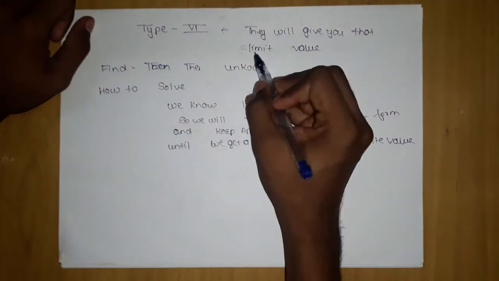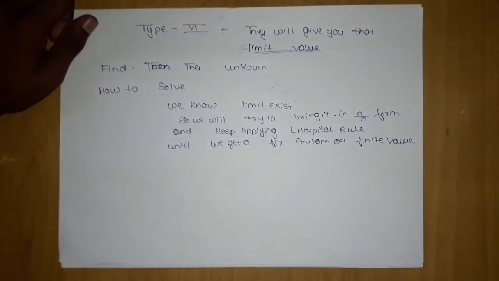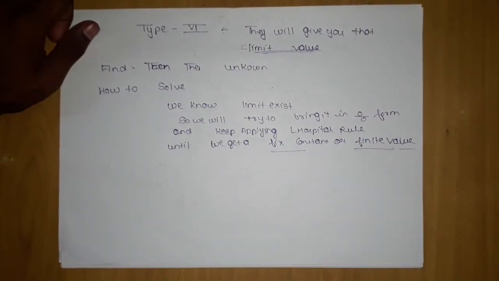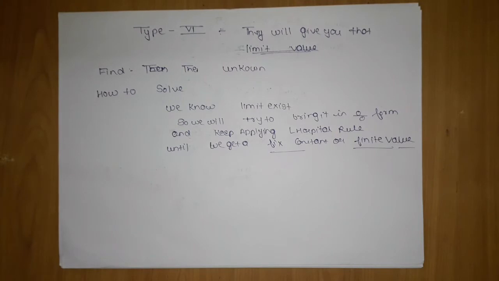They will give you that the limit exists. If the limit exists, then we will put the values and say that it will be in 0 by 0 form. Then we will apply L'Hopital's rule and keep on continuously applying until we get a fixed constant finite value, which should be equal to the value they have given for the limit, and then using that we will find the unknowns which they have given. Now let's begin with the questions.